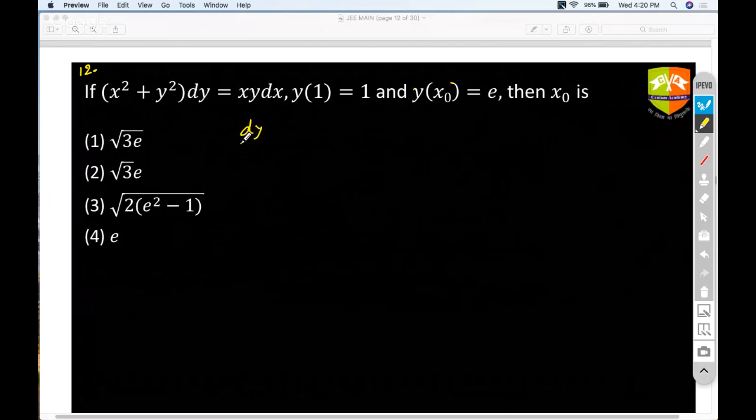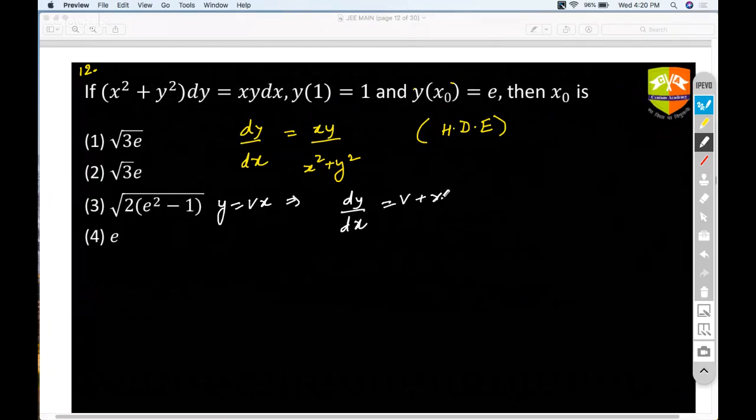First of all, we can write our dy by dx as xy upon x square plus y square. It's a clear-cut case of a homogeneous differential equation. So let me take y as vx, which implies dy by dx will be v plus x dv by dx. So when you make these substitutions, we get v plus x dv by dx is equal to v square by 1 plus v square. So, sorry, v by 1 plus v square. So let me take the v on the other side.